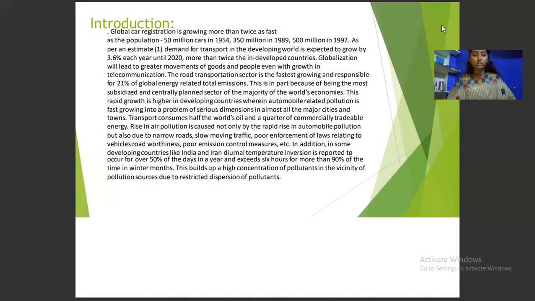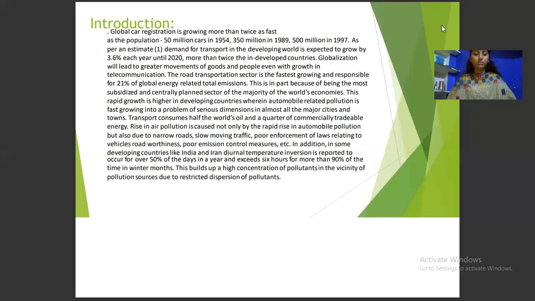The road transportation sector is the fastest growing and is responsible for 21% of global energy-related total emissions. This is in part because it is the most subsidized and centrally planned sector of the major world economies. This rapid growth is higher in developing countries, where automobile-related pollution is fast growing into a problem of serious dimensions in almost all the major cities and towns.